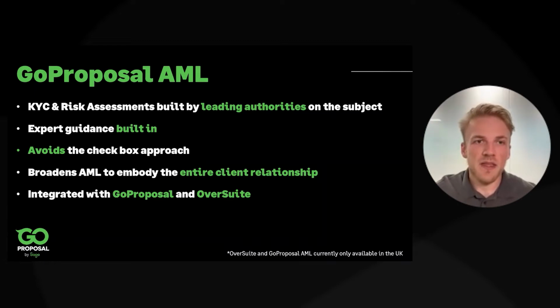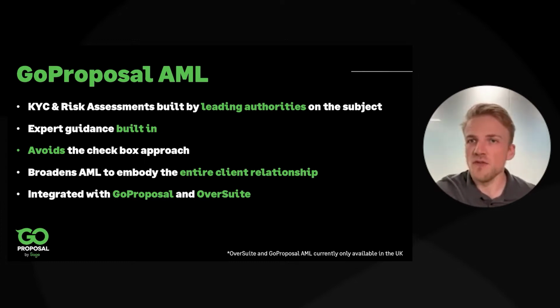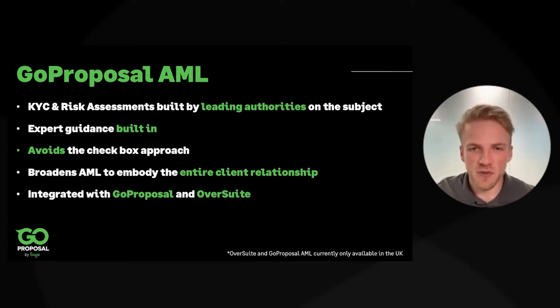So it's making it really easy for us to go from the point of proposal and engaging that client through to the risk assessments really, really easily. And just to point out at this point, I think I said at the very start that this is phase 1 of our AML product. Phase 2 will also incorporate the electronic checks and identity checks as well. That is something that is going to be brought in and integrated with GoProposal and OverSuite too.